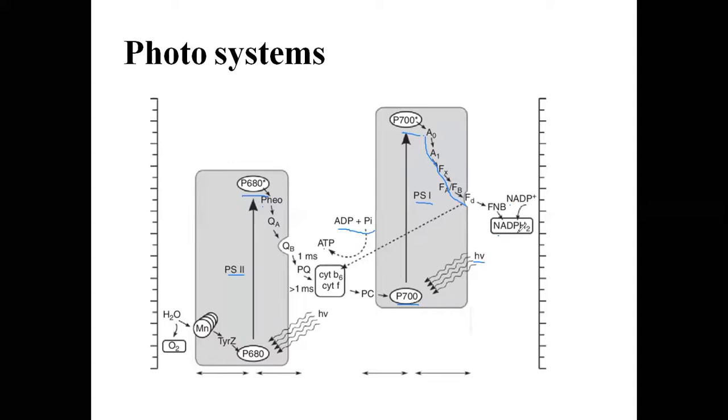Because the electron flow is in a non-cyclic pattern, this is called non-cyclic electron flow, and the ATP produced is said to be made by non-cyclic photophosphorylation.